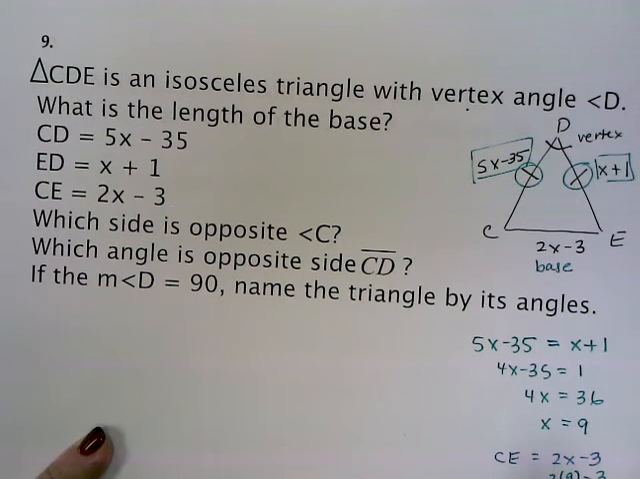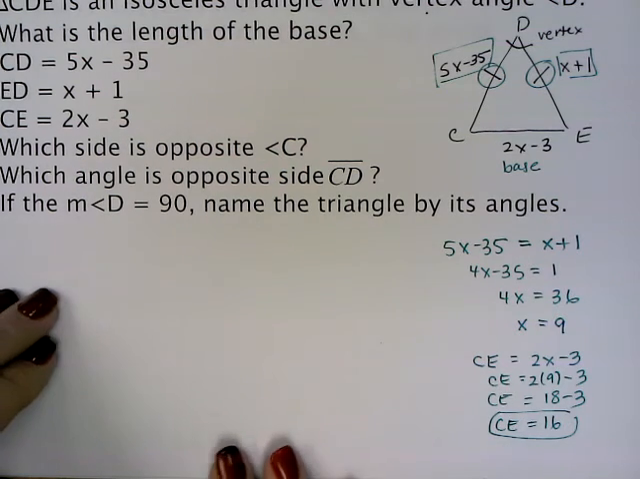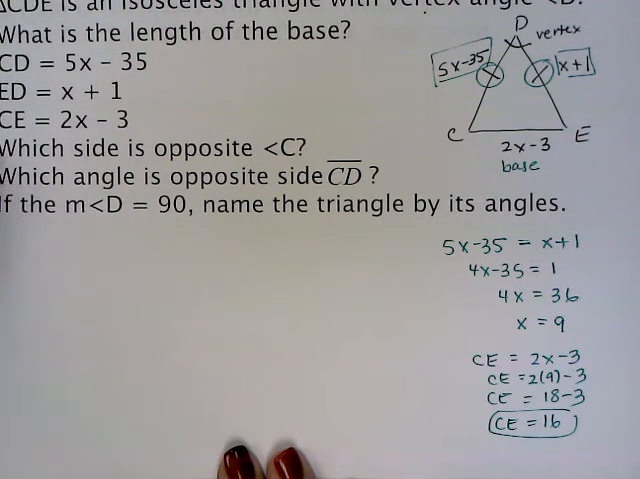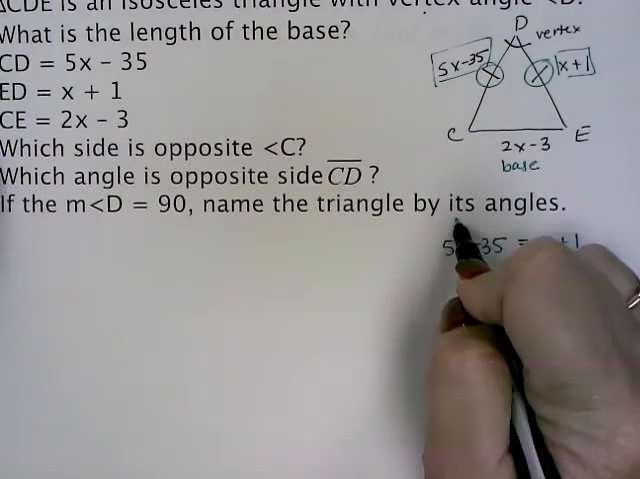So CE equals 16. Sorry, CE equals 16. You have to know the vocabulary for the isosceles triangle. If you don't know the vocabulary, you won't know what sides are equal to who and what I need to put together. Okay, now it says here, what's the length of the base? So that's my base.